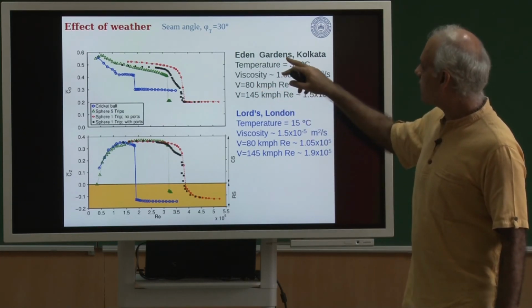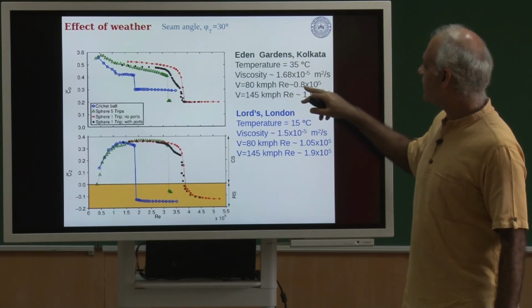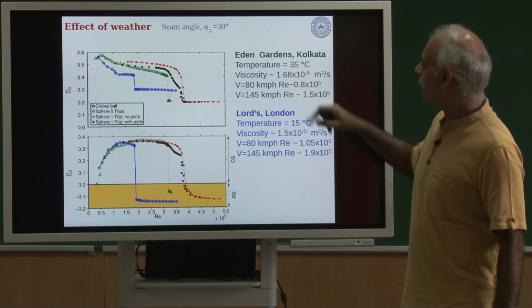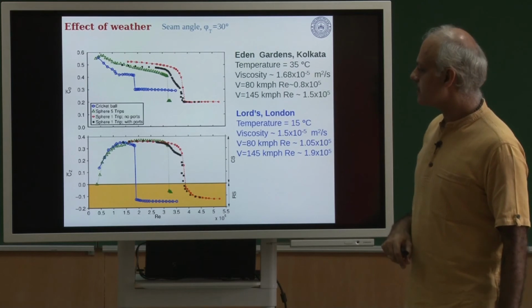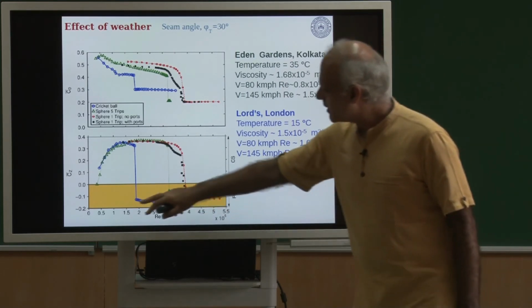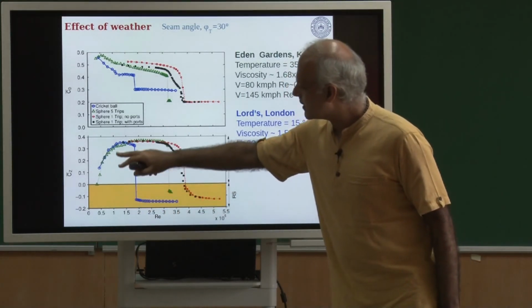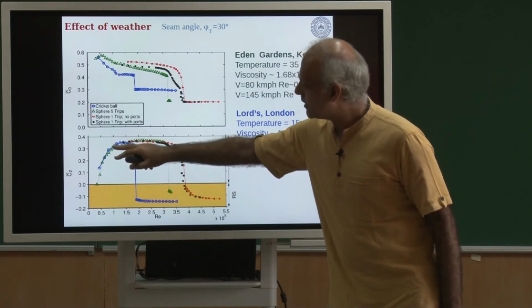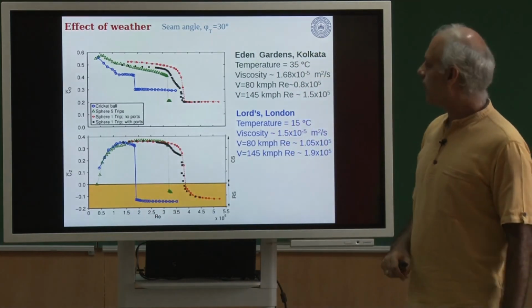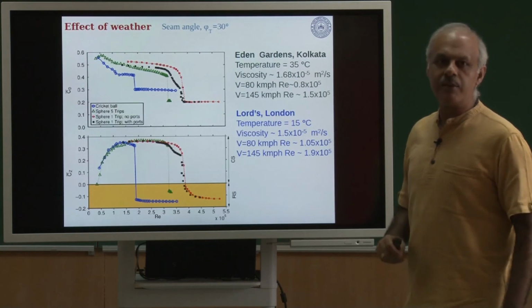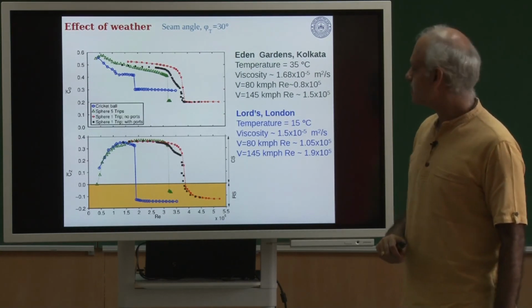If I bowl in Kolkata, my Reynolds number is something like 0.8 into 10 to the 5th. So if I look on this curve, I am somewhere over here, 0.8 into 10 to the 5th. So I will generate a little bit of seam movement.